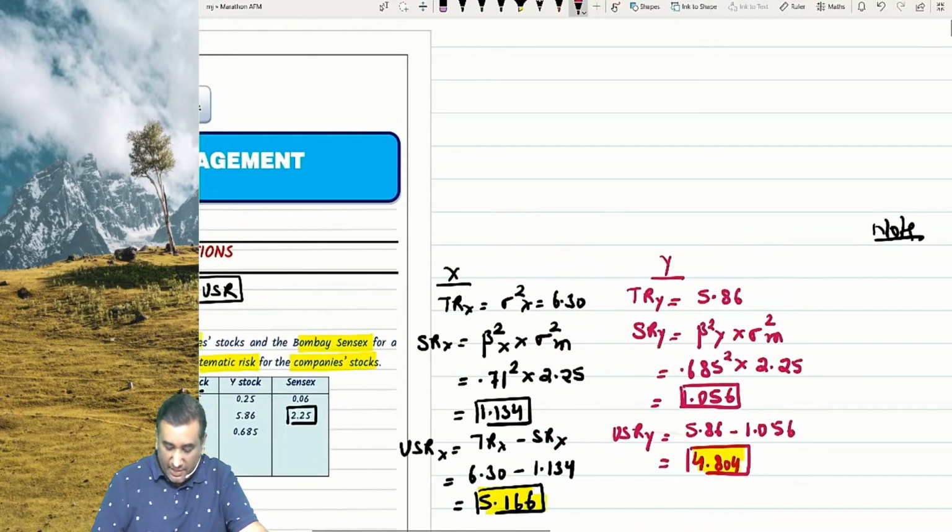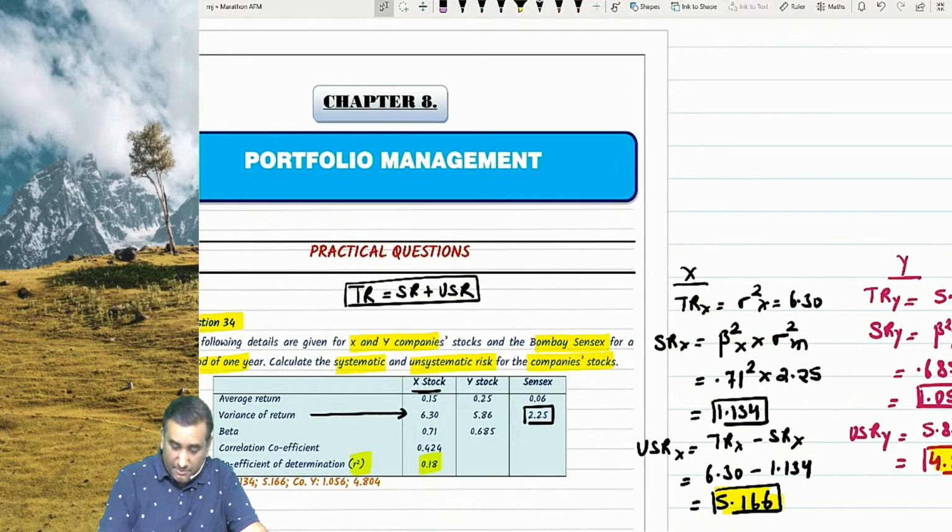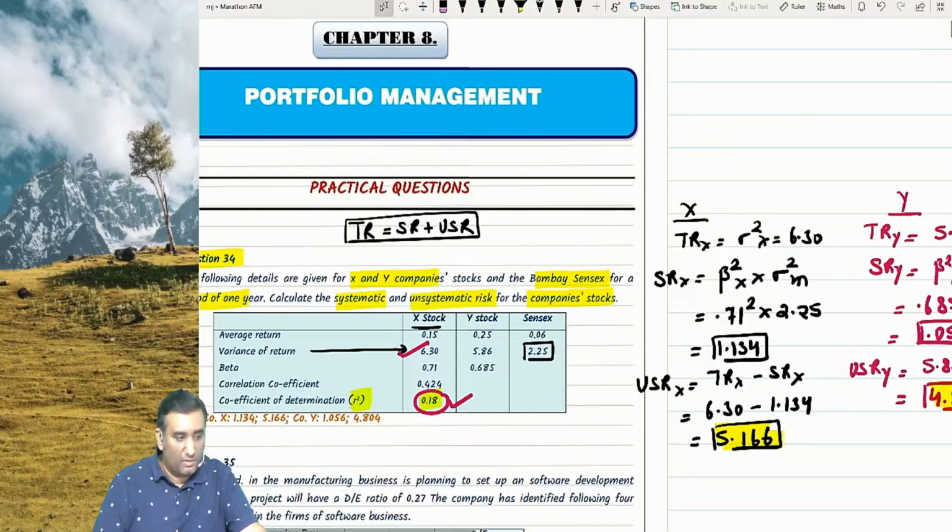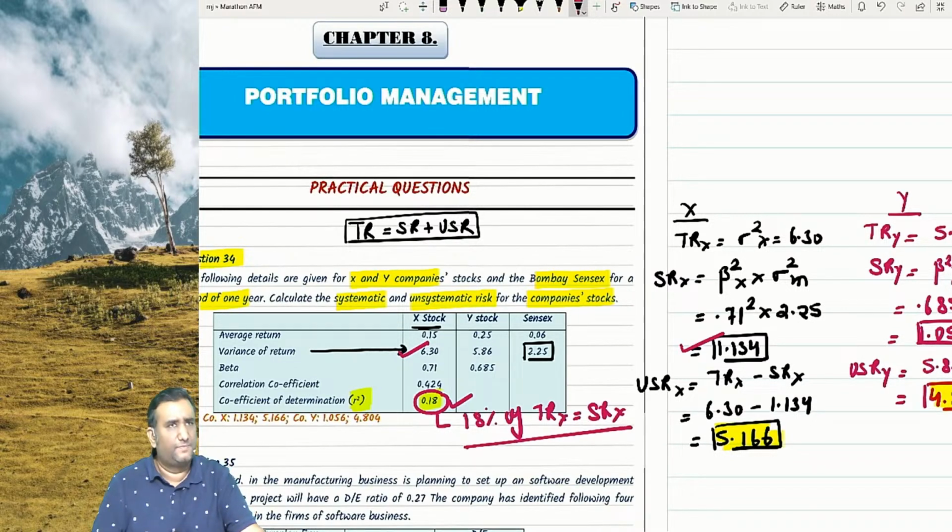In this case X is at 18%, na? Say 6.3 into 0.18. How much do we get? This exactly will say 18% of the total risk of X is equal to 18% of the total X.